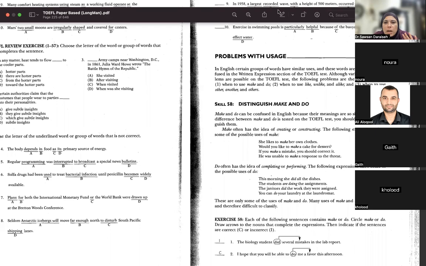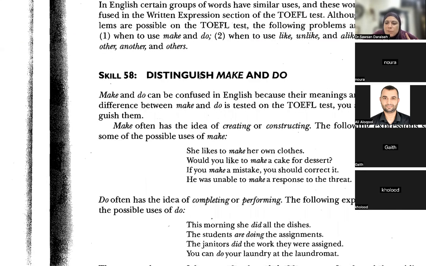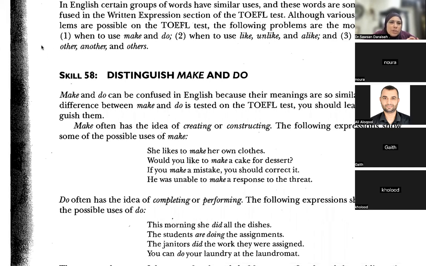Make and do, I think the writing is very small. I have to enlarge it a bit for you so that you can see better. Make and do can be confused in English. Why? Because their meanings are so similar. Let me remove the picture here and put it down here. Since the difference between make and do is tested on the TOEFL test, you should learn to distinguish them. No, I would say you should learn to distinguish them because you're going to have to use them every day in your lives, honestly speaking, when you speak English. And from now on, I think that you're going to be using English more often.